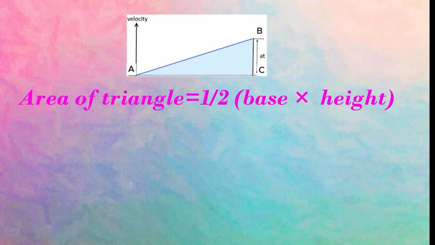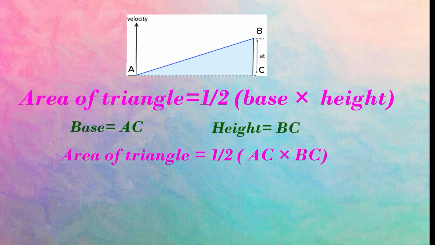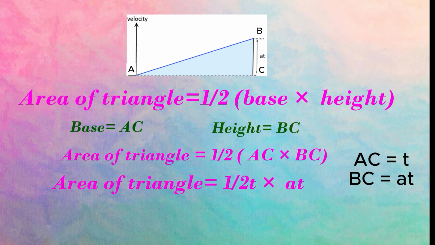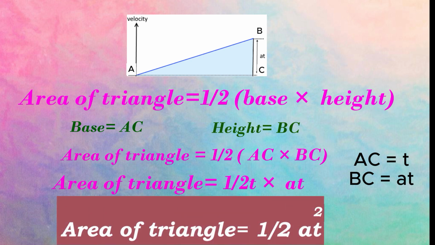Now we'll find the area of the triangle, which is equal to 1 by 2 base multiplied by height. From the graph, base is AC and height is BC. So the area of the triangle will be 1 by 2 AC multiplied by BC. And from the graph, AC is equal to t, BC is equal to at, so 1 by 2 t multiplied by at. And the area of the triangle is equal to 1 by 2 at squared.